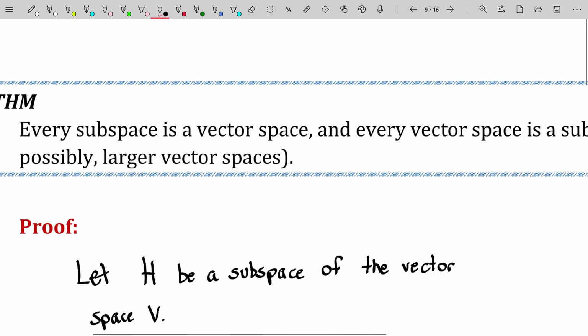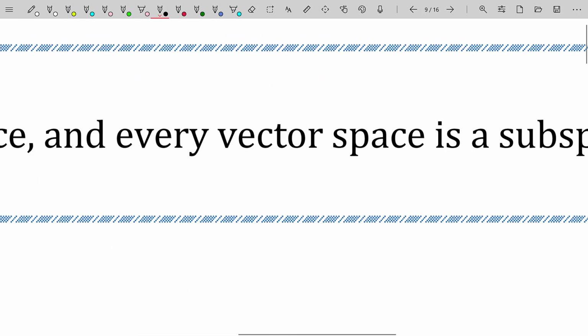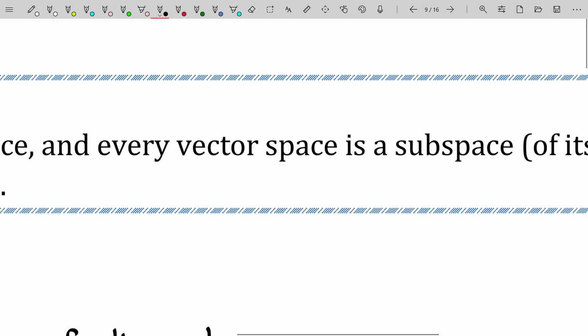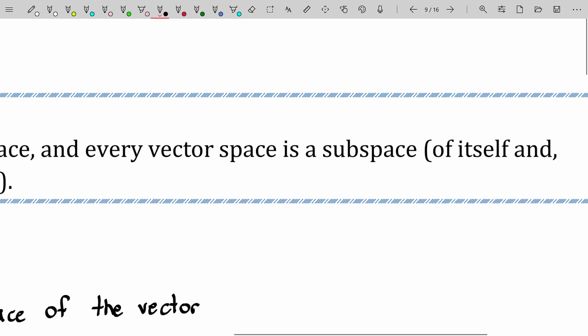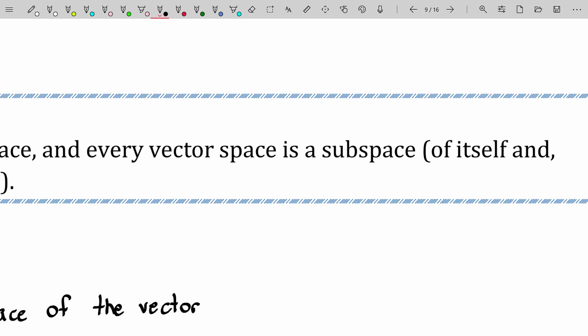That's the first part. The second part is every vector space is a subspace. Well, that's actually pretty quick and easy to prove because, and I'll just use language here, a vector space is contained within itself. That is, if I said, what's a subset of this set of numbers right here? Well, a subset of that would be 0 and 1. It doesn't have to be what we would call a proper subset. It could be the same exact set.